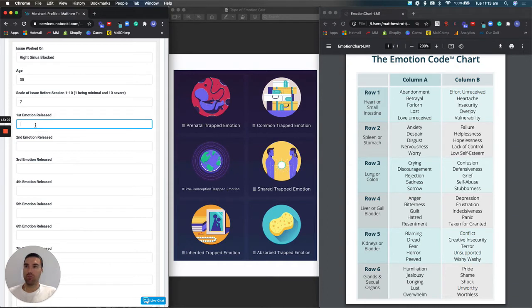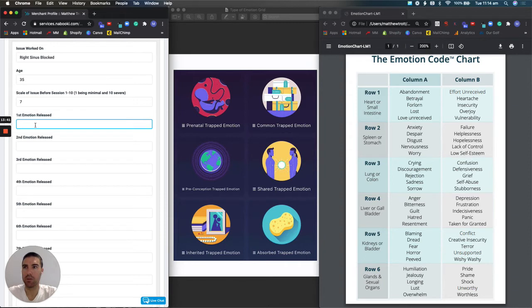Now, I'll get into the session, I'll find the first emotion, and I'll talk through as we go. So the first question I'm going to ask my subconscious is: is there a trapped emotion that is causing my right sinus to be blocked? And I've tested strong, so that's a yes. Now I'm going to go to the middle chart and get the type of emotion. Is the type of emotion on the left side? Is it on the right side? Is it common? So it's telling me it's a common emotion.